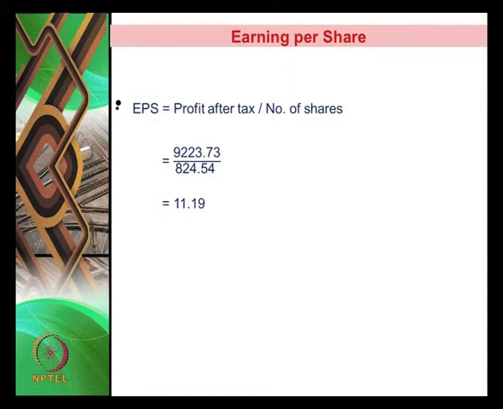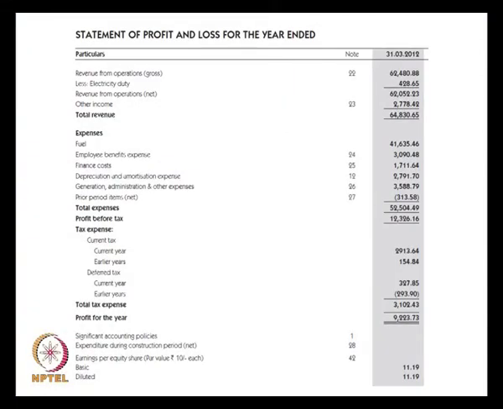then the earnings per share works out to be 11.19. So this is what has been stated in the profit and loss account. So for the year ended 31st March 2012, the earnings per share that the company has generated is 11.19 per equity share. As we will see in the subsequent lectures, this earnings per share is a very important metric in determining the company's value. Okay.